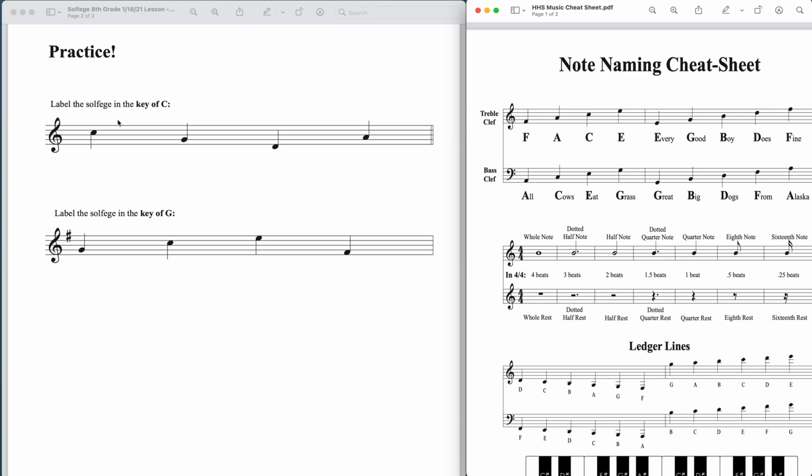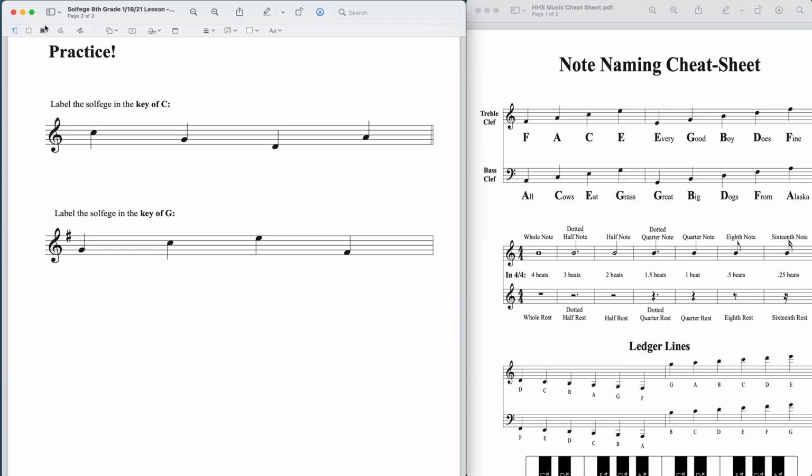In the key of C, do is C, so this would be do. And I'm going to type in do here. Move my text box. Okay, do. Great. Now, we have to figure out what note this is.